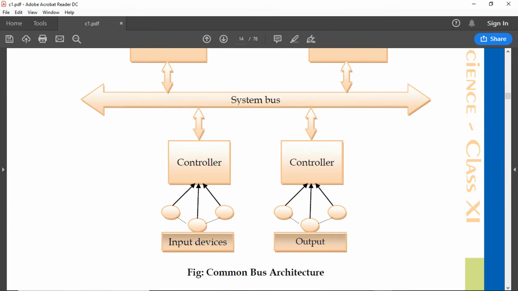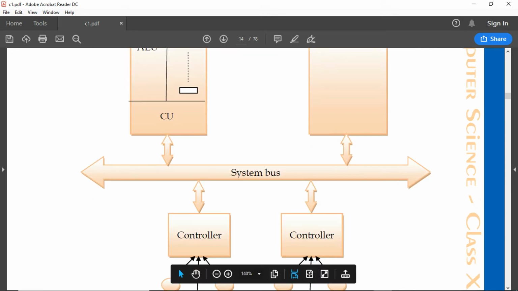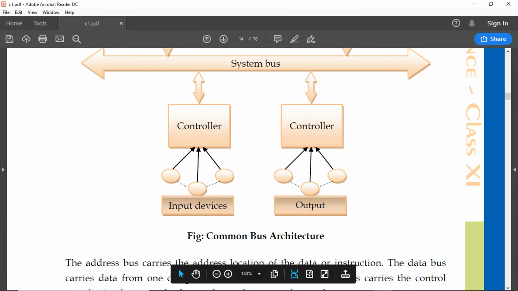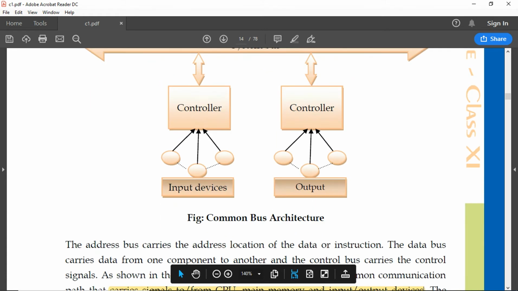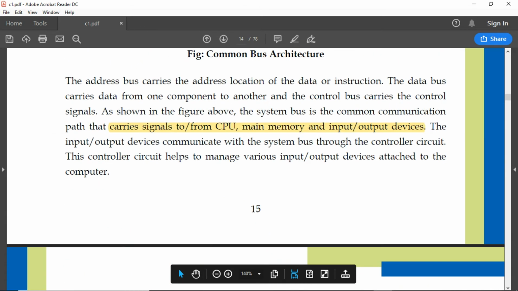CPU, ALU, CU, system bus, controller, input devices, controller, output devices, main memory, registers. Concept of booting.